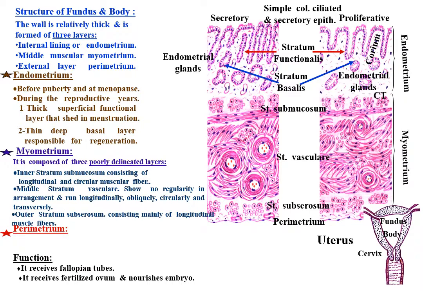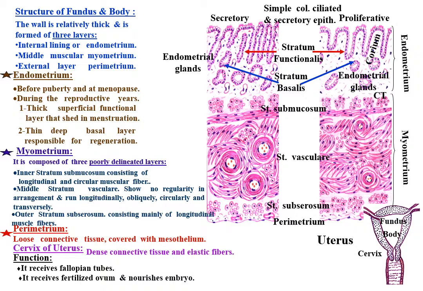Perimetrium is made of loose connective tissue covered with mesothelium. Cervix of the uterus: its wall consists chiefly of dense connective tissue and elastic fibers. It differs in structure from the rest of the uterus.